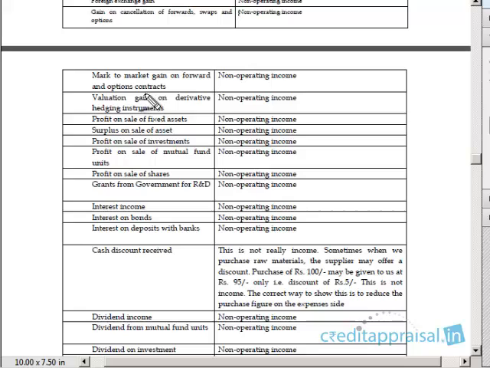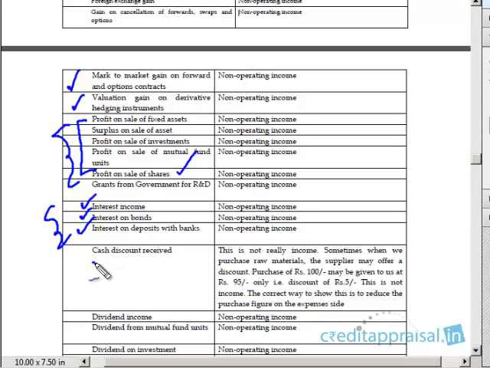Then the items on valuation changes: mark-to-market gain, forward options contract valuation gain, derivative hedging instruments, and all these things. Also all the profit items: profit on sale of fixed assets, profit on sale of investments, mutual funds, profit on sale of shares. These are investments basically. So when you sell them and make a profit, you can show it under the non-operating income. Again, this is not the core activity of the company. And interest income, interest on FD, interest on bonds, all interest items will also come under non-operating income.